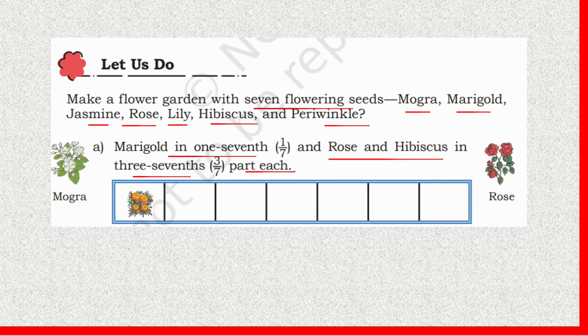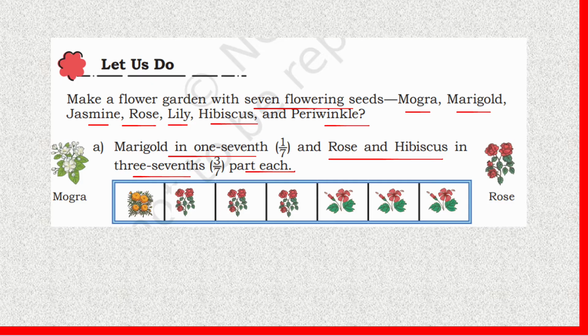Then, what about rose and hibiscus? 3/7 part each. Rose in 3/7 part. That is, out of 7 parts, 3 parts contain roses. See, 3 parts we have rose plants. Then what about hibiscus? Hibiscus also 3/7 part. That is, out of 7 parts, 3 parts contain hibiscus. See, 3 parts contain hibiscus.